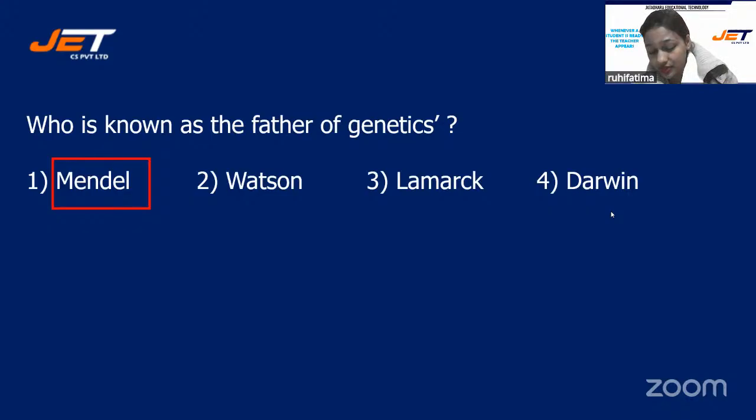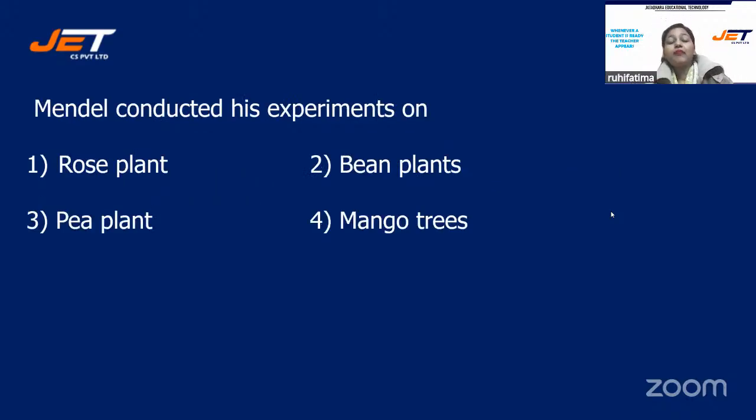Excellent, students. Next question. Mendel conducted his experiments on, and your options are number one, rose plant, option number two, bean plants, option number three, pea plant, or option number four, mango trees?